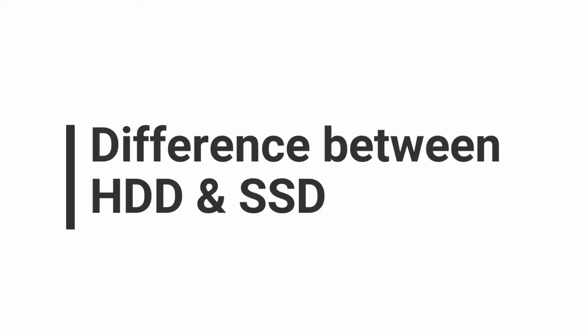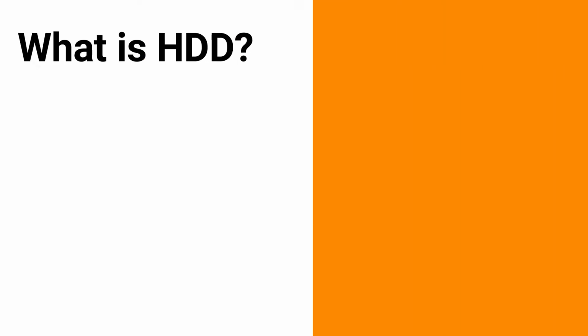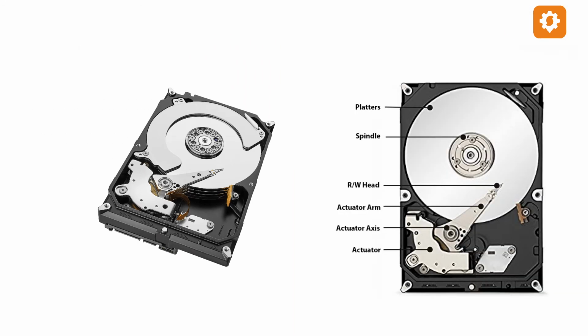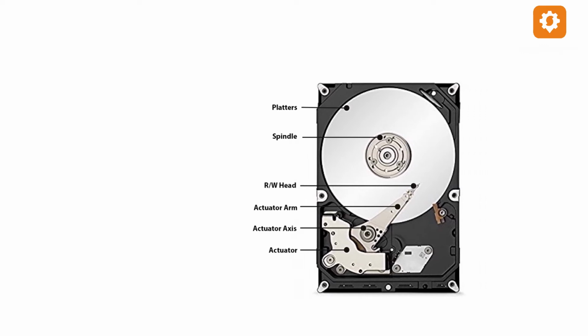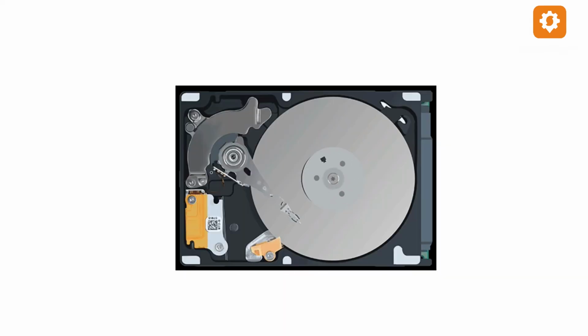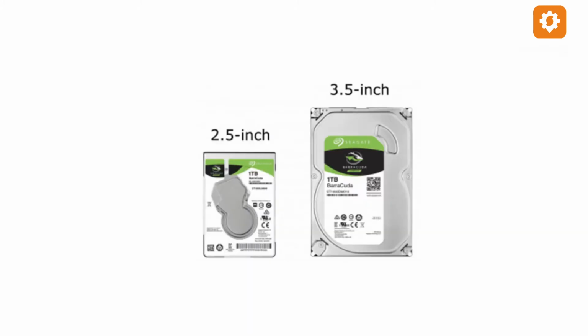Difference between HDD and SSD. What is HDD? HDD is a data storage device that is made up of magnetic tape and consists of mechanical parts inside. HDDs rely on a spinning disk or a metal platter with a magnetic coating to read and write data. It consists of a motor that is used to spin the platter and move the arm. The common size for HDD is 2.5 inches for laptops and 3.5 inches for desktop computers.